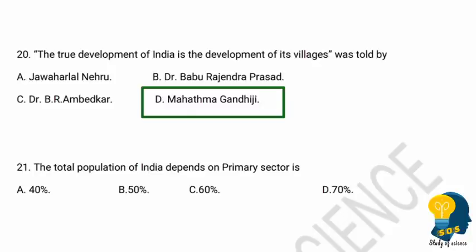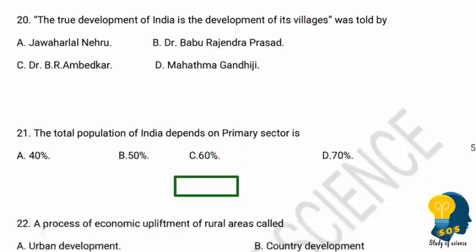Mahatma Gandhi ji. The total population of India depends on primary sector is, and the options are A. 40%, B. 50%, C. 60%, D. 70%. The right answer is C. 60%.